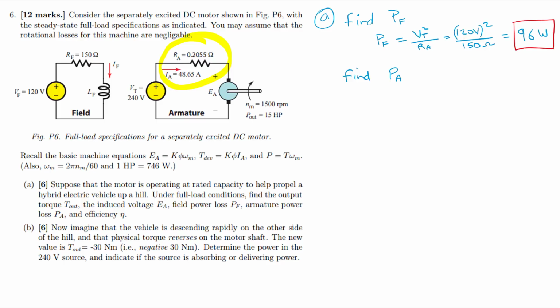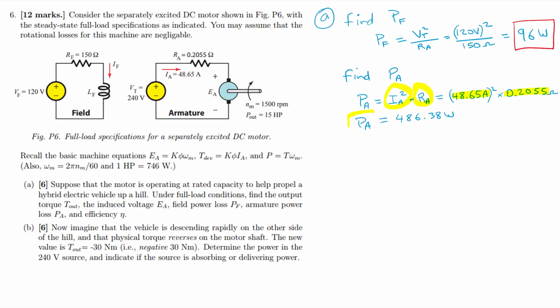So how are we going to solve for this? Well, what do we know that's useful to us? We know the armature resistance, and we know the current flowing through the armature. So we can just use I squared R to solve for PA, and that's what we're going to do. So the armature current squared multiplied by the armature resistance, plug in the numbers, and we get the armature power loss of 486.38 watts. So that is the fourth result for part A.